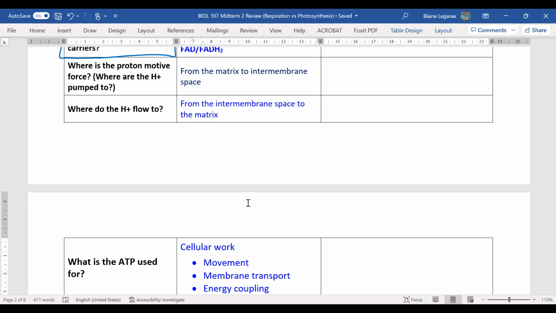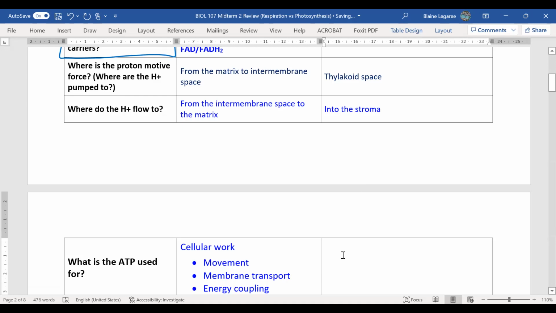All right, 3 more blanks for photosynthesis. Where is the proton motive force? Remember, the light reactions take place in the thylakoid membranes, right? So the protons are pumped into the thylakoid space. Okay, and where do the protons flow? They flow out of the thylakoid space into the stroma. The stroma is the big area in the chloroplast. I think of it as the chloroplast cytoplasm. And that's where the Calvin cycle is, because we want ATP for the Calvin cycle.